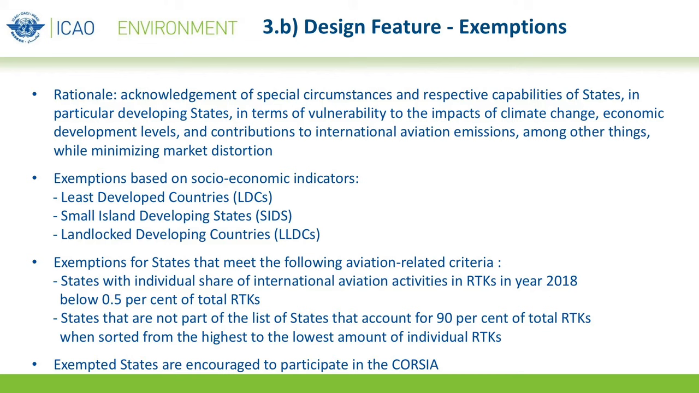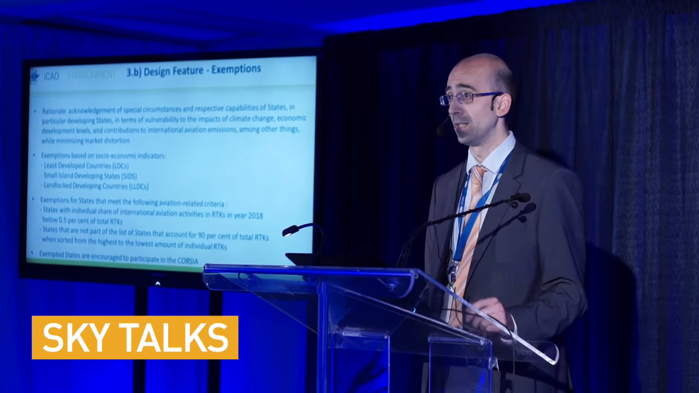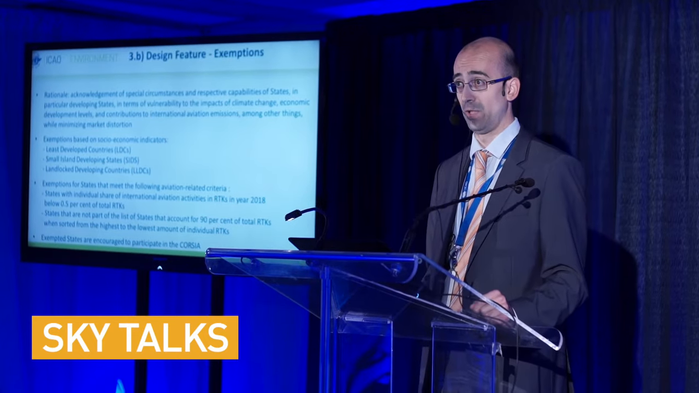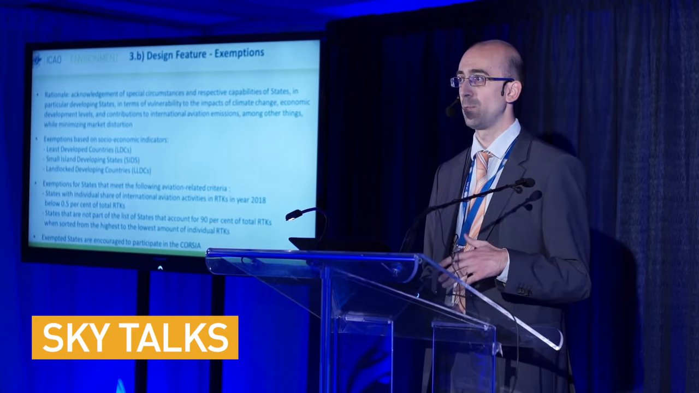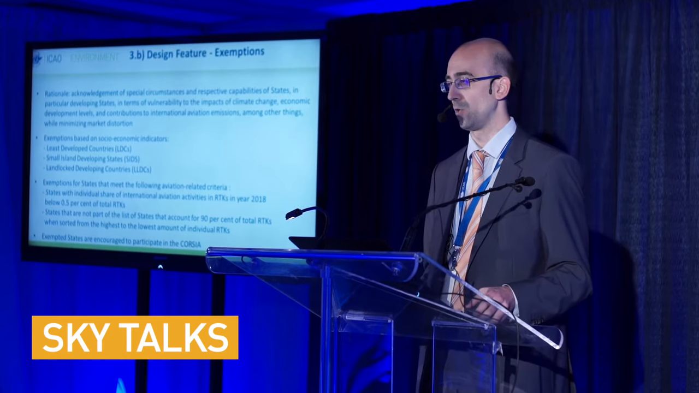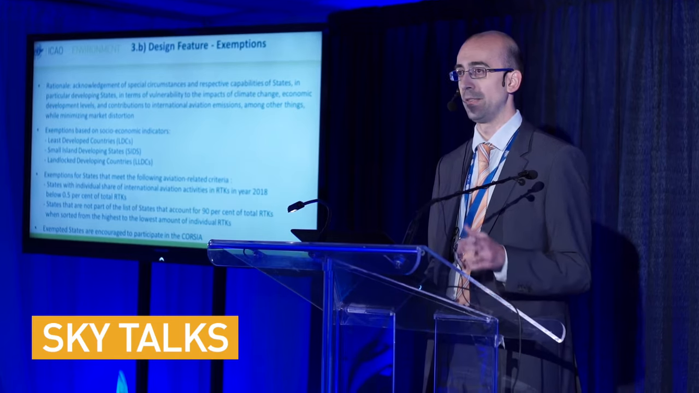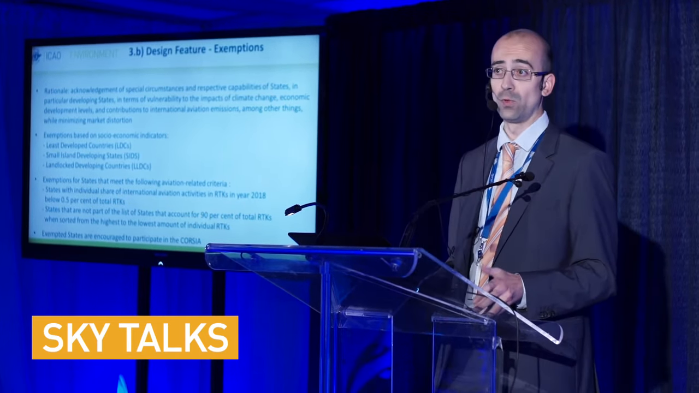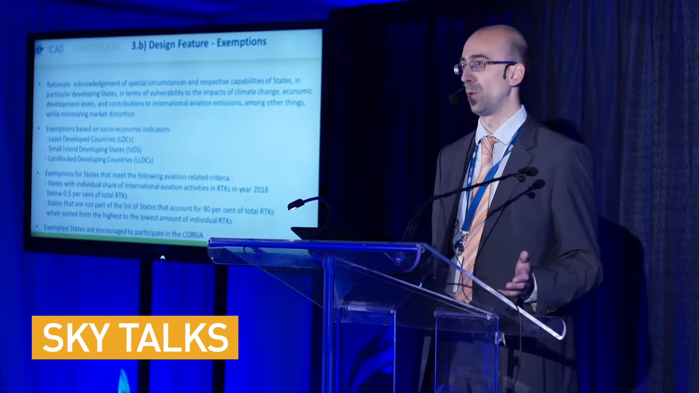Let's move to the next design feature, which is, as I have said before, that of exemptions. The CORSIA defines a number of exemptions for states to participate in the scheme. Some of these exemptions are based on socioeconomic criteria. And according to this, there are three groups of states which are exempted from the CORSIA: least developed countries, small island developing states, and landlocked developing countries. In addition, the CORSIA also establishes exemptions for those states with a low level of international aviation activity, defined in terms of an individual or aggregate share of revenue ton kilometers, RTKs, as per a reference year of 2018.